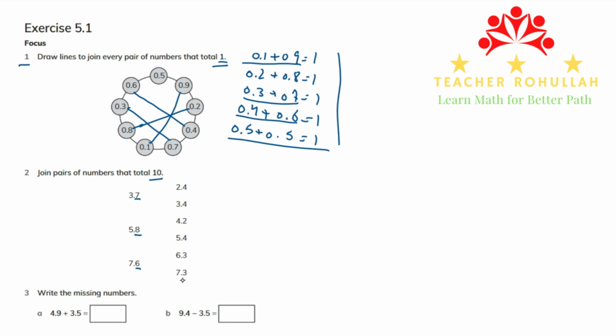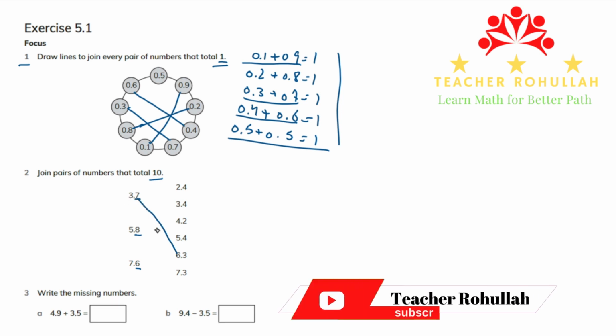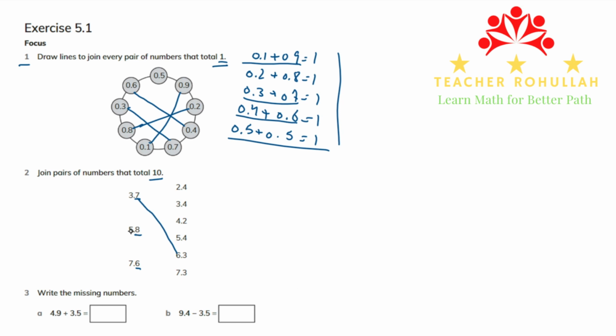You know that 7 plus 3 is 10. So if we add 7.3 with 3.7, it gives us a number more than 10. But 6.3 can give us 10. So I connect 3.7 to 6.3. The other number, 5.8, we have to look for the number that ends in 2, because the complement of 8 is 2. The only number ending in 2 is 4.2. So we can easily connect them, because 2 plus 8 is 10.